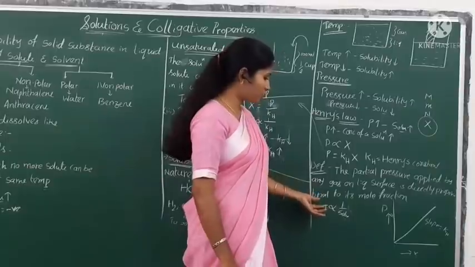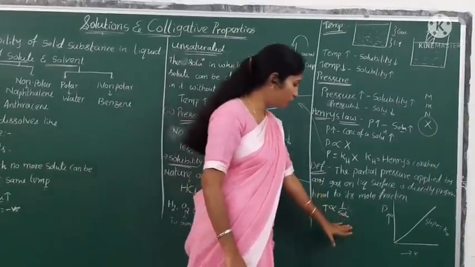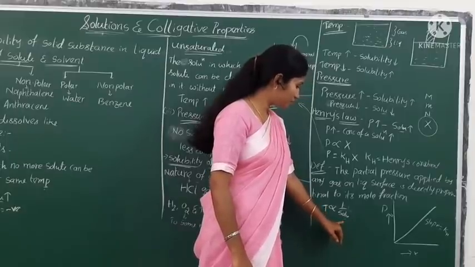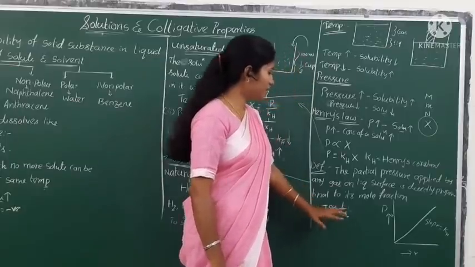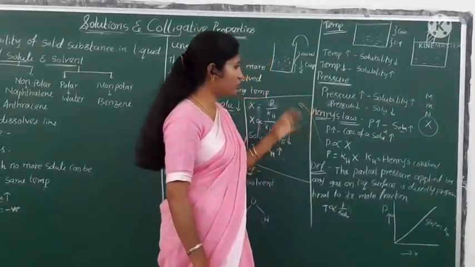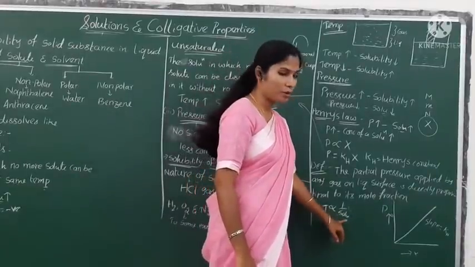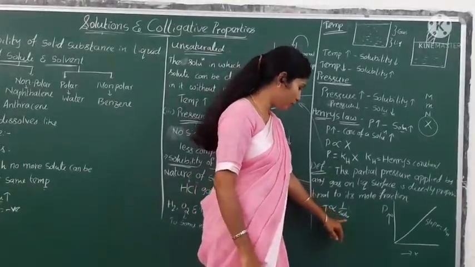Next, how temperature affects solubility: by increasing temperature, the solubility decreases. Solubility decreases for a gas in liquids. Here we are discussing the solubility of a gas in a liquid. That's why temperature shows an inversely proportional relationship with solubility.